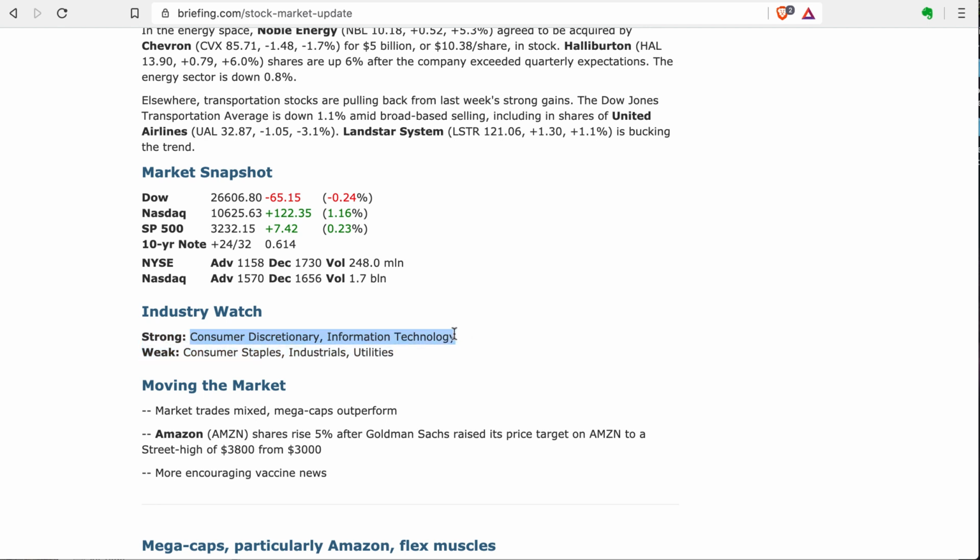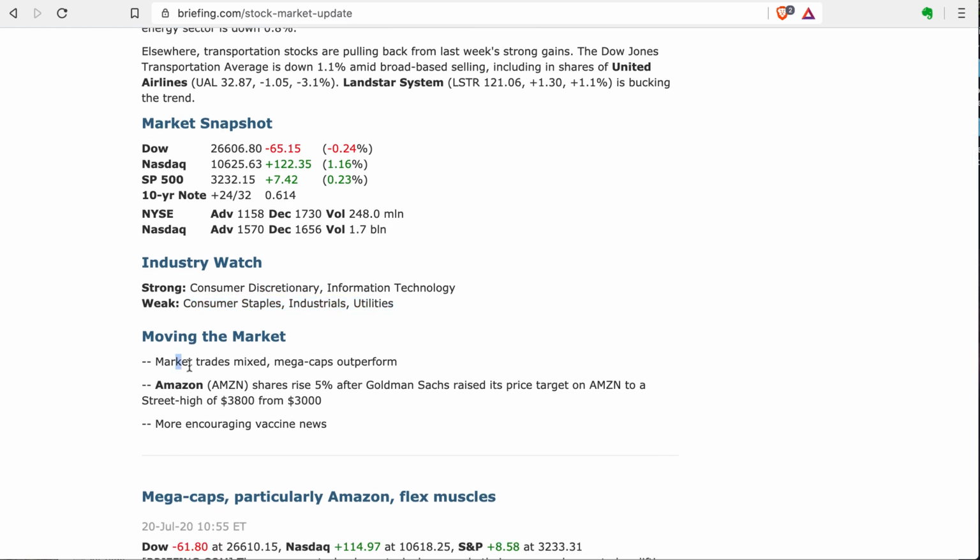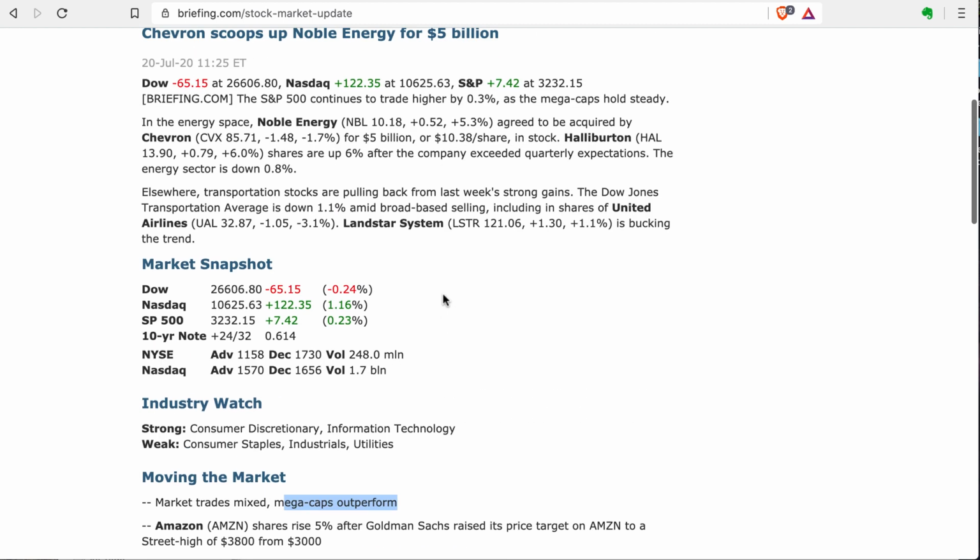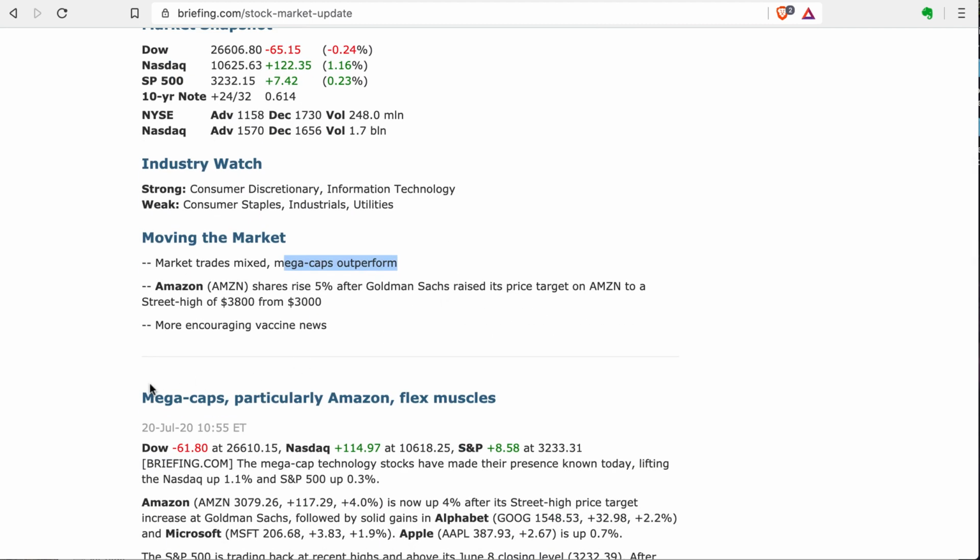So basically technology and consumer discretionary are the ones that I should be watching right now. They're bullish. Weak sectors: staples, industrials and utilities. What's moving the market? Market trends are mixed. Mega caps outperform. There was some discussion about Amazon early in the morning, exactly here.